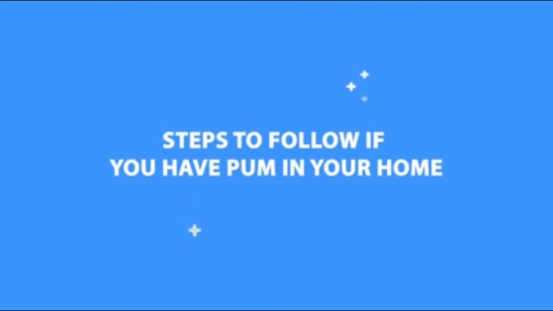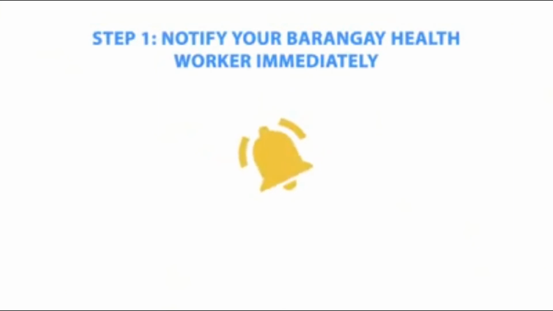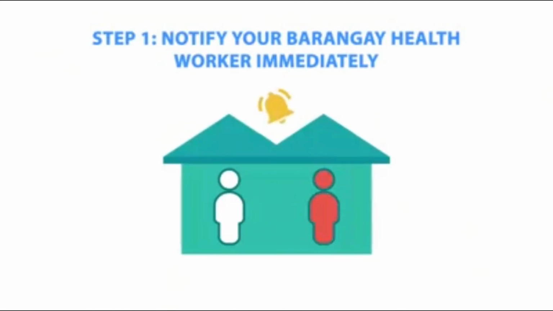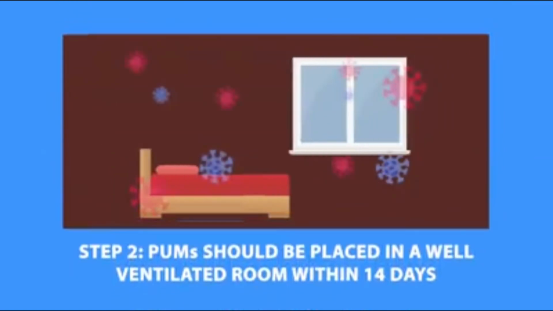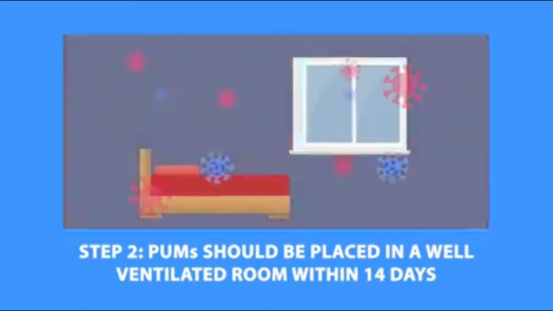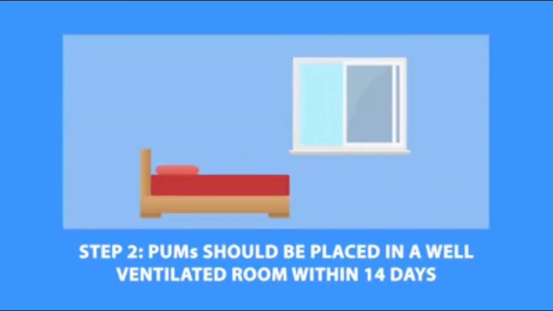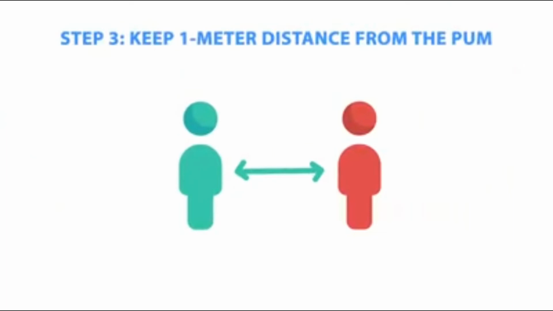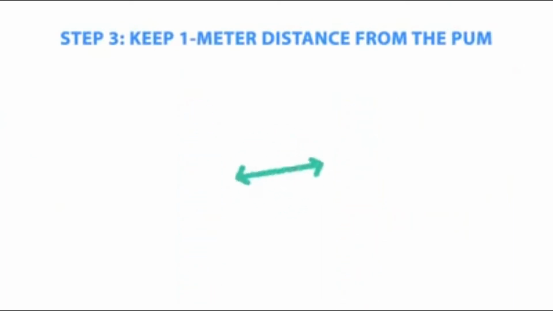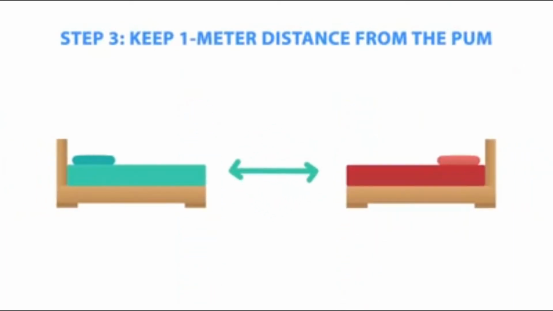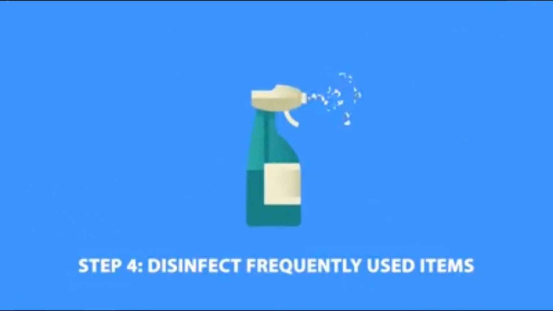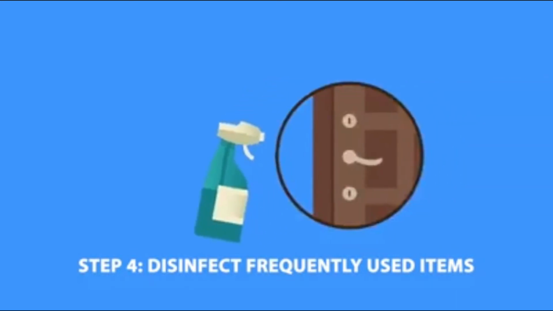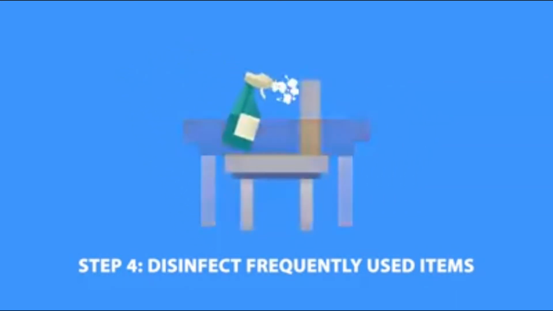Here are some steps to follow if you have a person under monitoring in your home. Notify your barangay health worker immediately if you have a PUM at home. PUM should be placed in a well-ventilated room within 14 days. Make sure the windows are always open to allow the circulation of fresh air. Keep a 1 meter distance from the PUM and make sure that he or she sleeps in a separate bed. Make it a habit to disinfect items, especially those that others frequently touch, such as doorknobs, tables, and chairs.